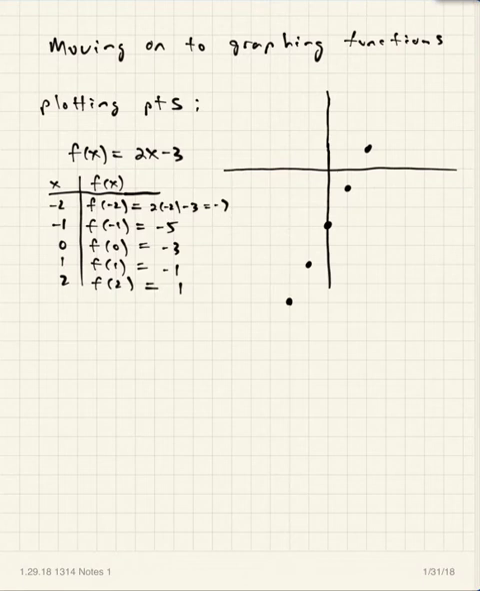Right? And you knew it was going to be linear because of the way the equation was written, and you get a graph that's a line. Right? That's our function f of x equals 2x minus 3. Pretty straightforward there.